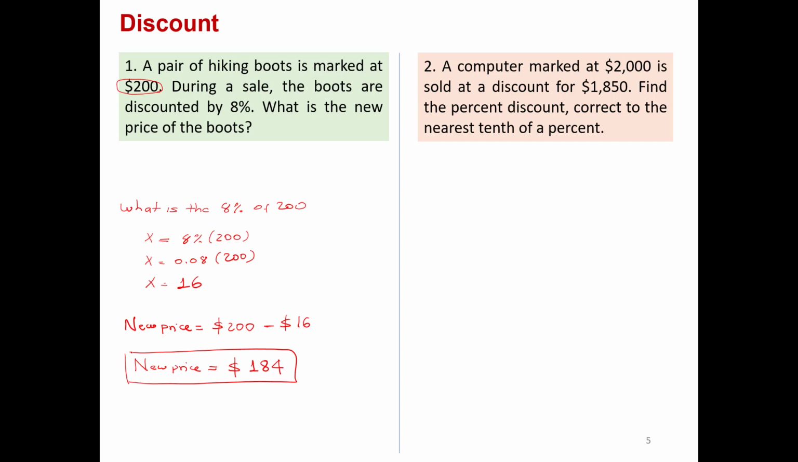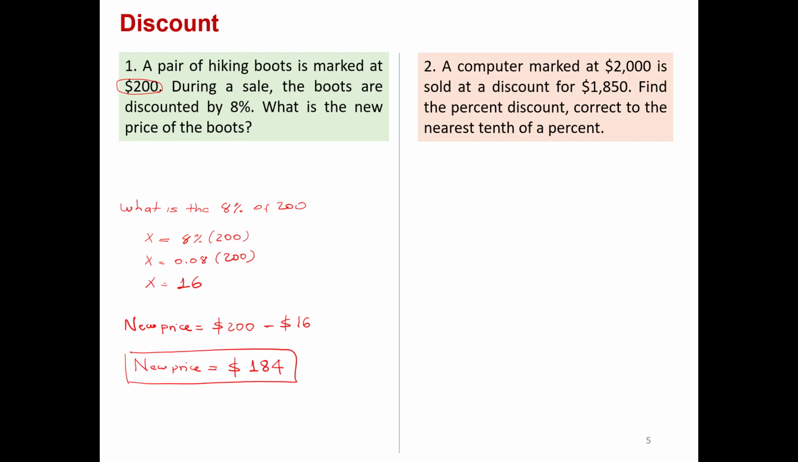And let's solve one more problem. A computer marked at $2,000 is sold at a discount for $1,850. Find the percent discount correct to the nearest tenth of a percent. And again, in this case, we had the original price and the discount price.